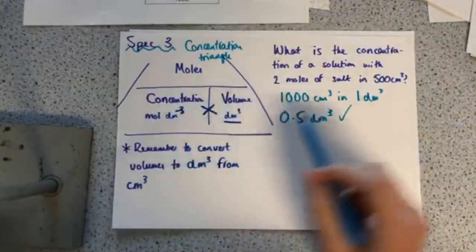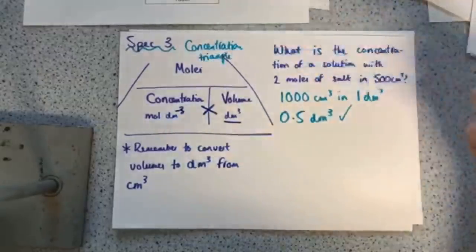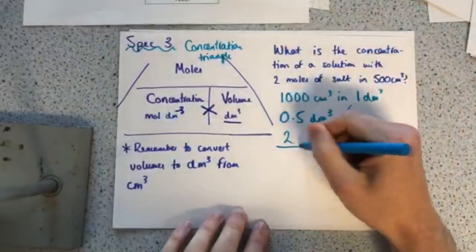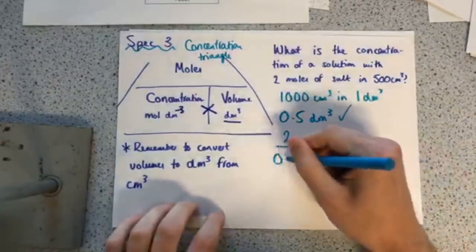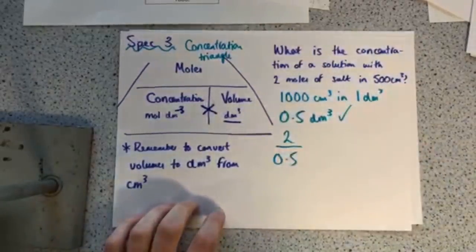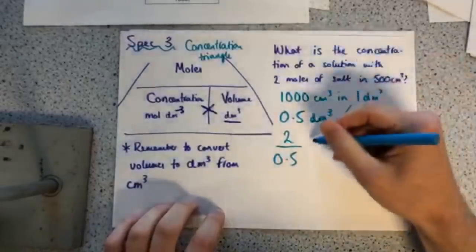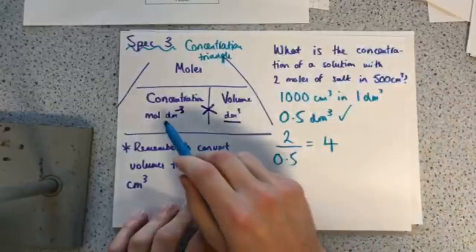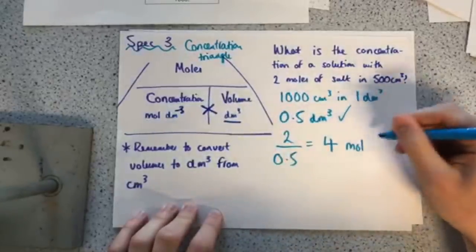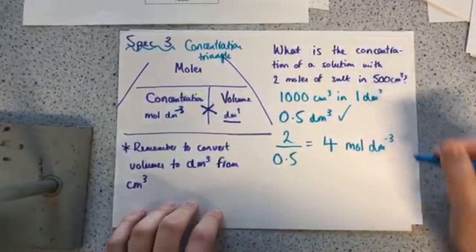The next step is to follow the triangle. You can see we've got 2 moles, so we're going to do 2 divided by our volume, which we've now got as 0.5. So we do 2 divided by 0.5 and we get 4, and that is now our concentration. That will be in moles per decimetre cubed.